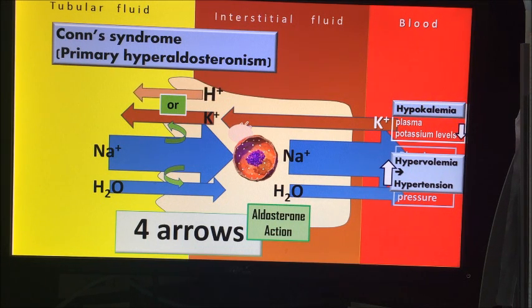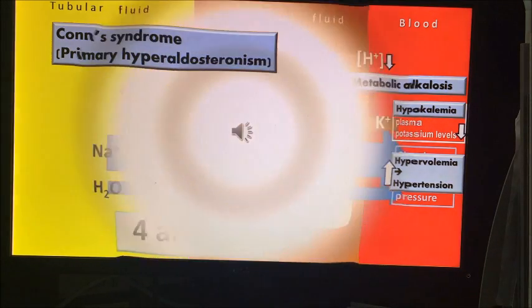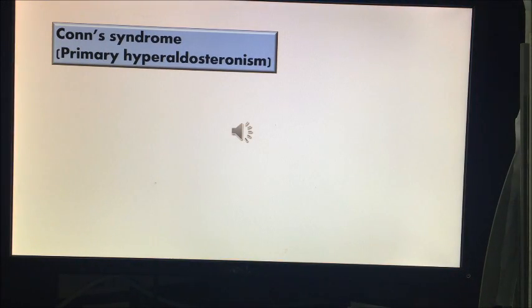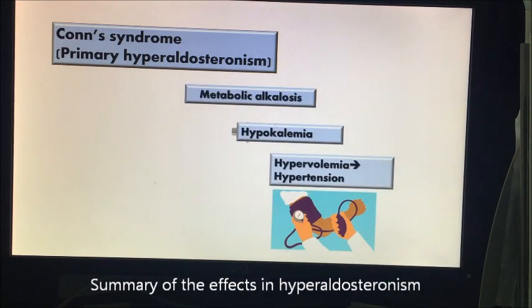Increased hydrogen ion secretion into the tubular fluid causes lower than normal plasma hydrogen ion concentration and metabolic alkalosis. Such effects occur when aldosterone actions of the four arrows are massive and prolonged.